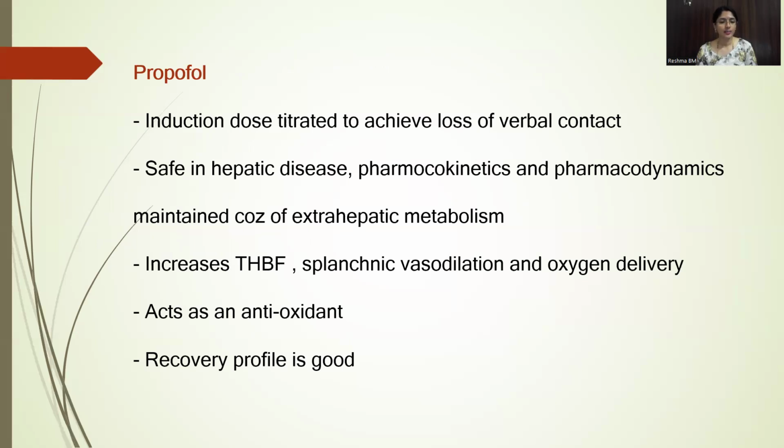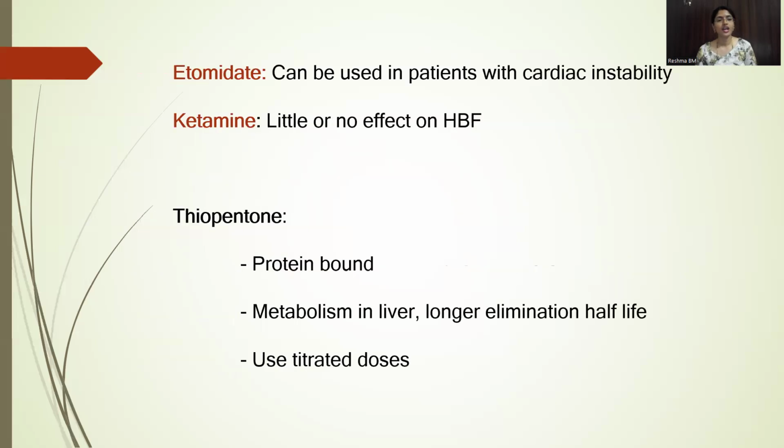Propofol increases total hepatic blood flow, causes splanchnic vasodilation, and increases oxygen delivery. It also acts as an antioxidant and the recovery profile is good. Other preferred IV induction agents are etomidate and ketamine. They can be used in patients with cardiac instability. Ketamine has little or no effect on hepatic blood flow. Thiopentone is highly protein bound, metabolized in the liver, and has a longer elimination half-life. Hence, titrated doses should be used.